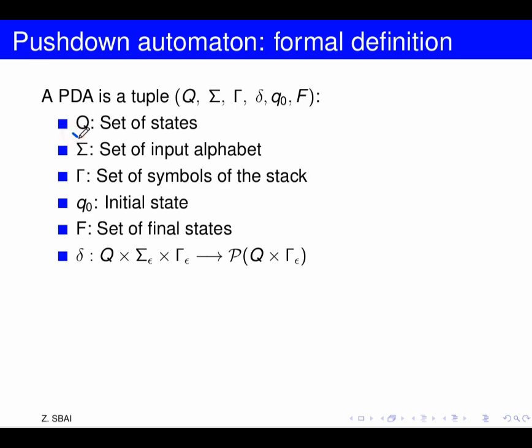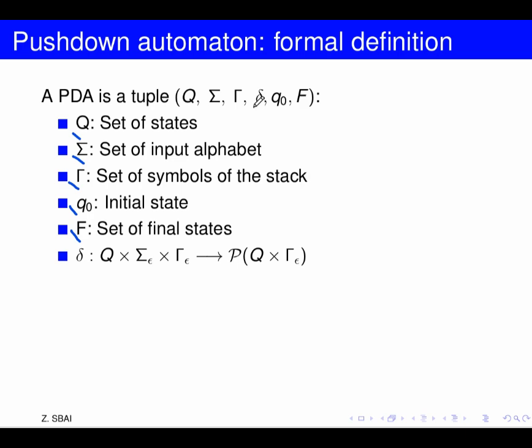So this type of automaton consists of a 6-tuple Q, sigma, gamma, delta, Q0 and F, where Q is a set of states, sigma is a set of input alphabet, just like for finite automata here. Also, Q0 and F are respectively the initial state and the set of final states, just like for finite automata. Now we've added here a set of symbols of the stack. Since we will have a stack, we will push or pop symbols on it. We may use the same symbols as sigma, but also we may use other symbols.